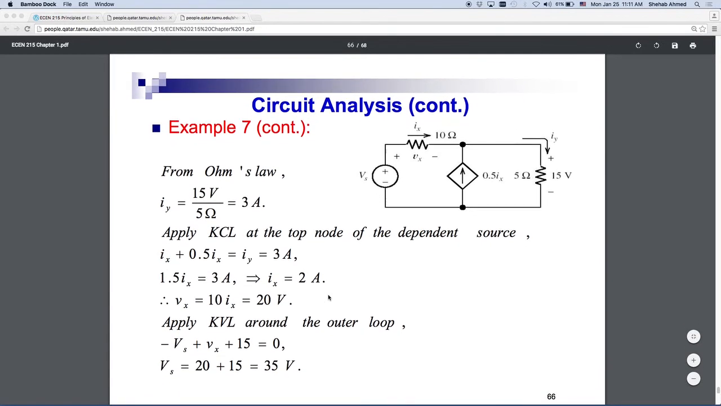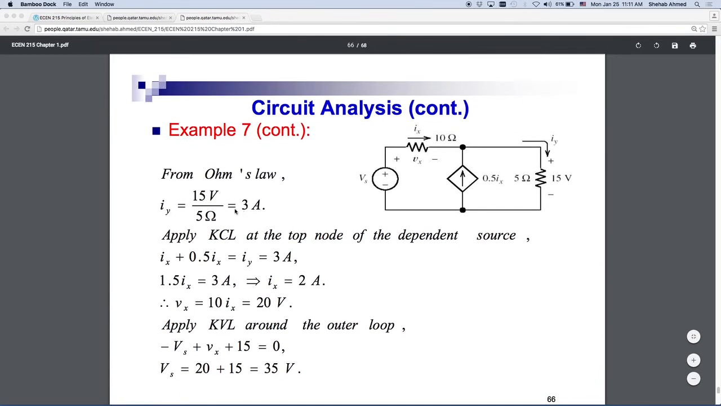Like we did, we initially solved for Iy from knowledge of the voltage and the resistance of the resistor. And then we applied Kirchhoff's current law at this node, and we found Ix from that, which is equal to this.